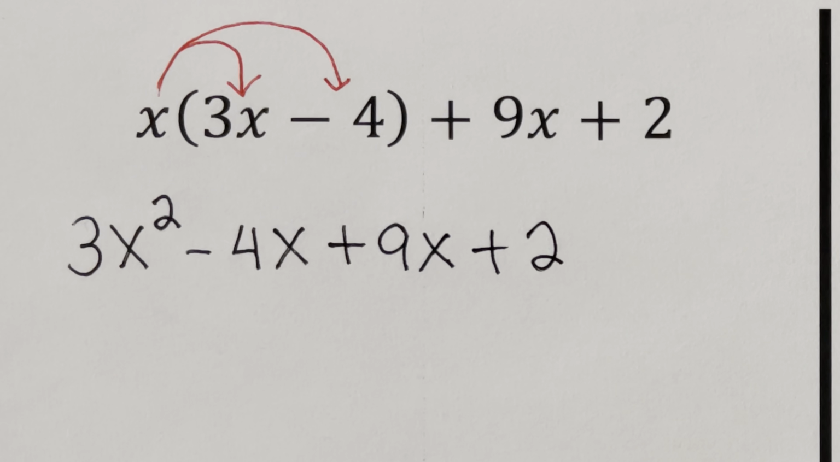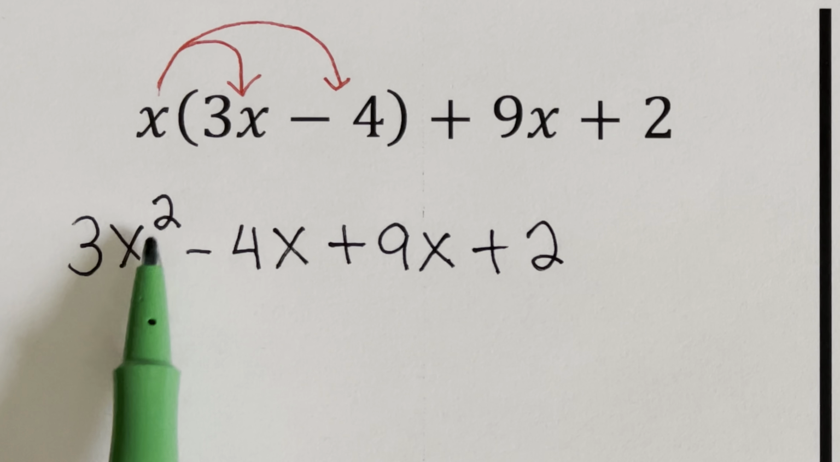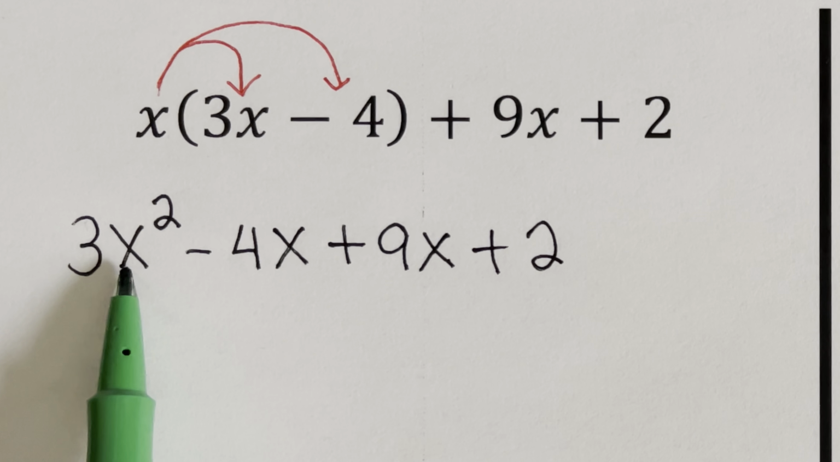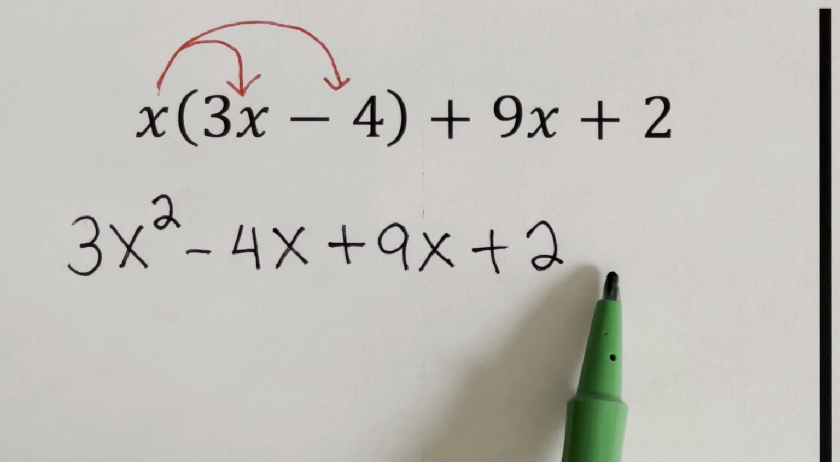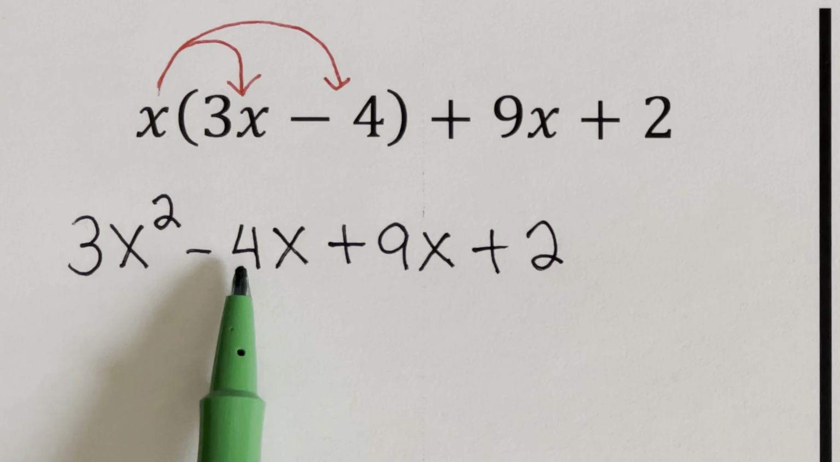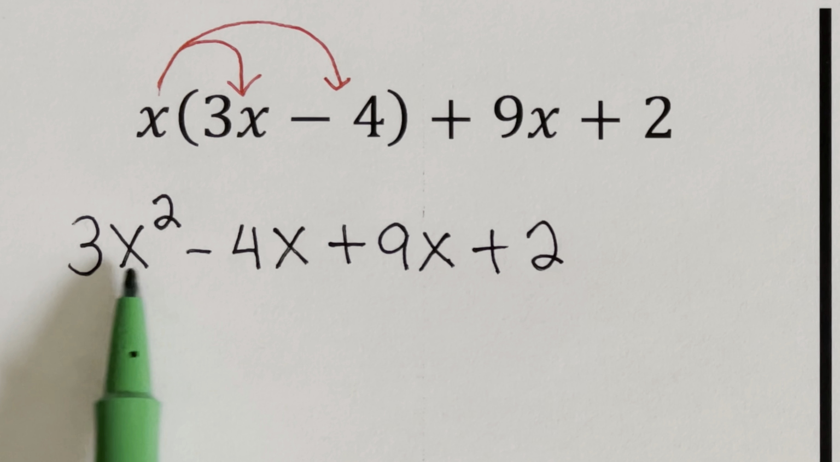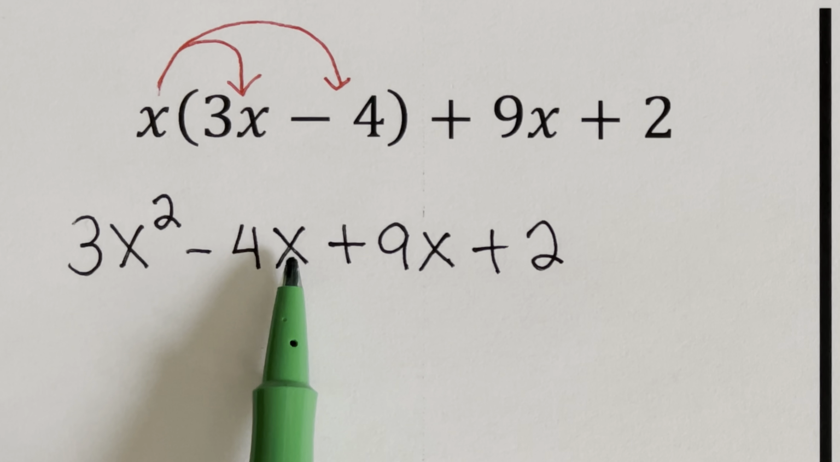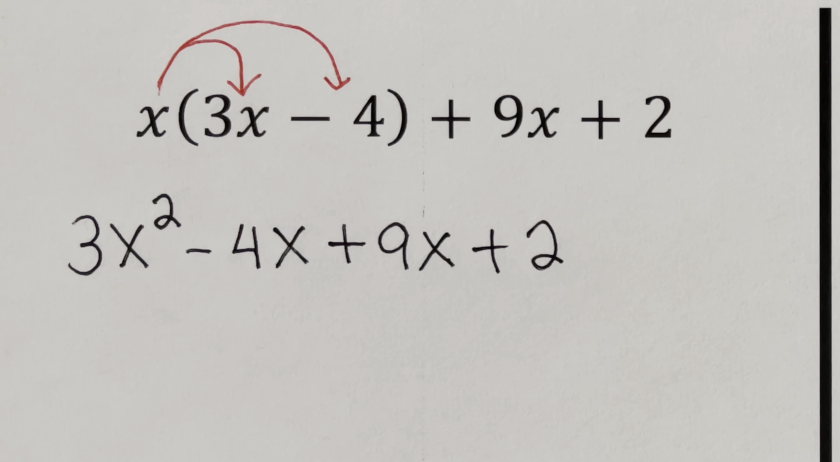Now, we are ready to combine like terms. The first thing that we look at is 3x squared. So we'll look for the ones that have x squared on them. And there's no other term that has x squared. You're going to say, can we just combine the 3x squared and the negative 4x? Again, remember, these two are unlike terms. This one has a square, this one doesn't have a square, so they're not like terms.